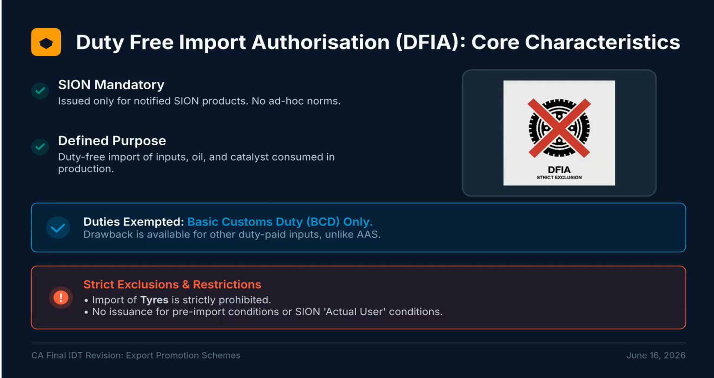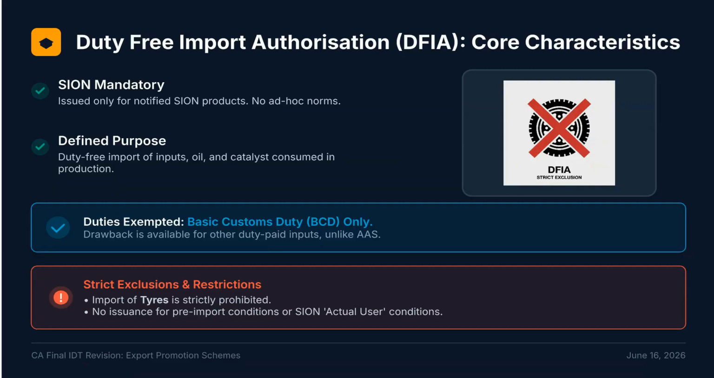First is duty drawback. It is available for duty-paid imported or indigenous inputs used in the export product, provided those inputs are not specified in the prescribed norms. However, the exporter must disclose details of such inputs in the original application itself.